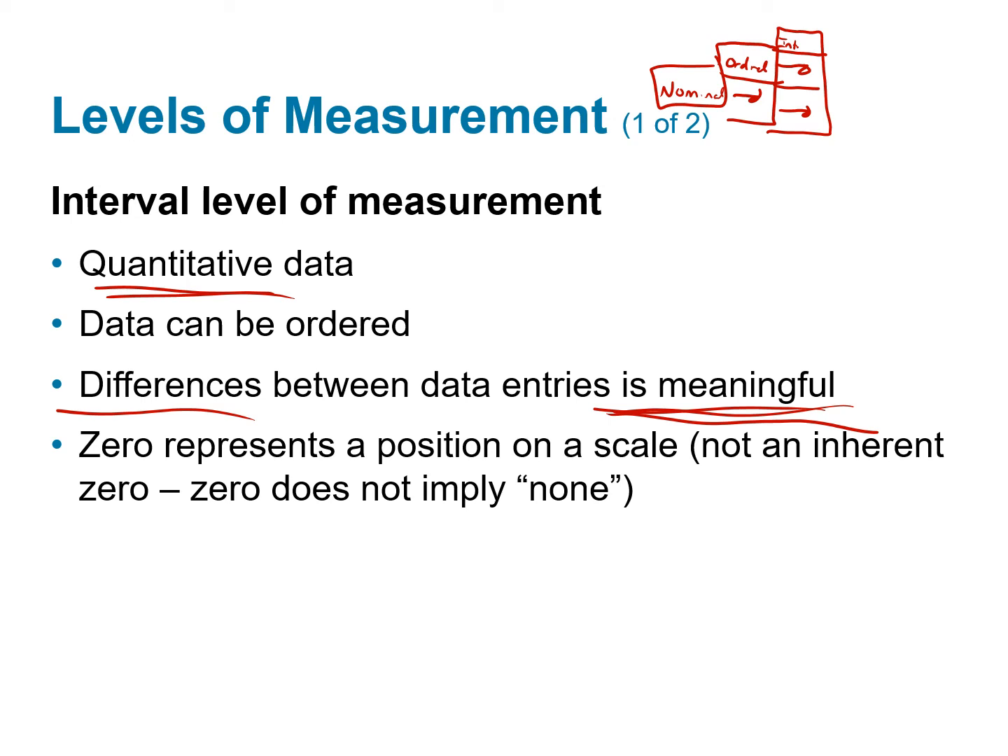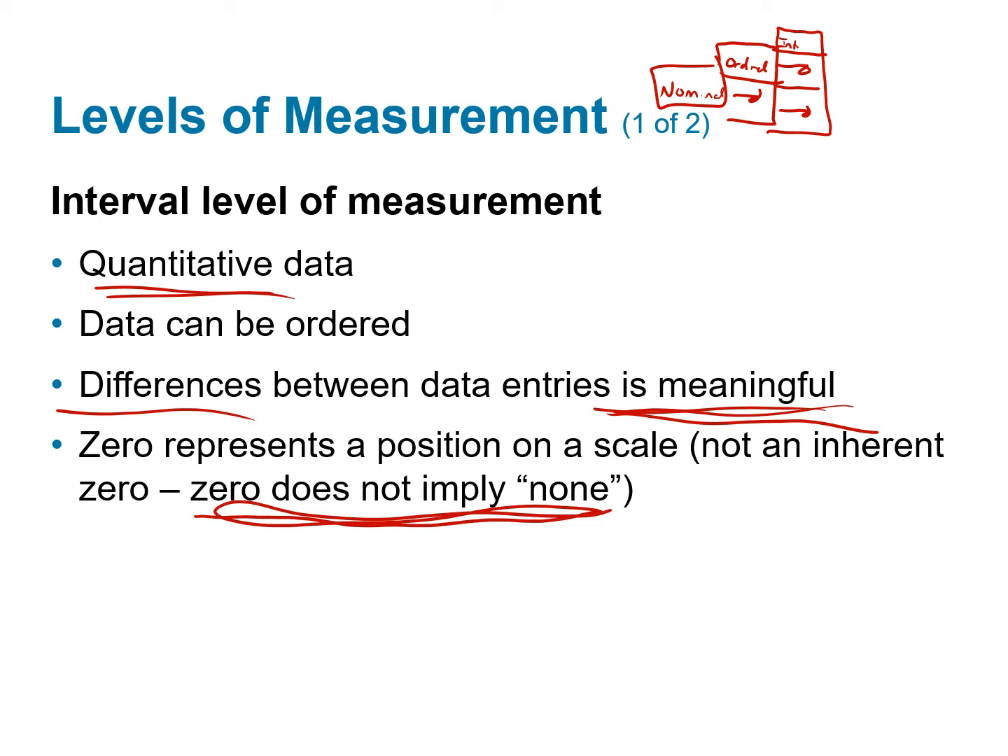And on this one, the interval level of measurement, 0 is just a position on the scale. So 0 can be a data value, but it's just a place on the scale. It's not an inherent 0. So in other words, the easy thing to ask yourself for this one, if you know that you have meaningful differences, is does 0 imply none or not? In this case, 0 does not imply none. 0 is just a location on the scale.